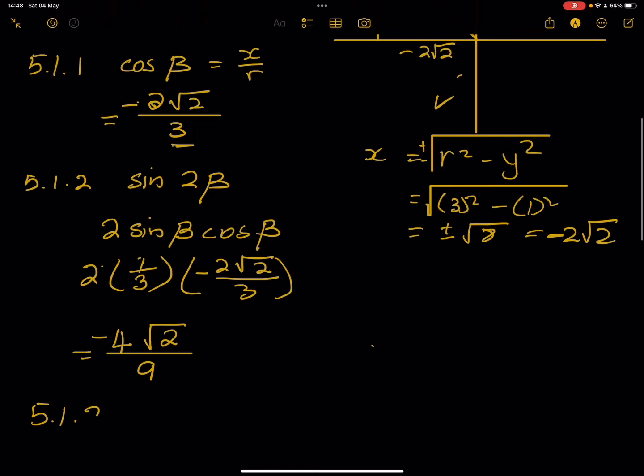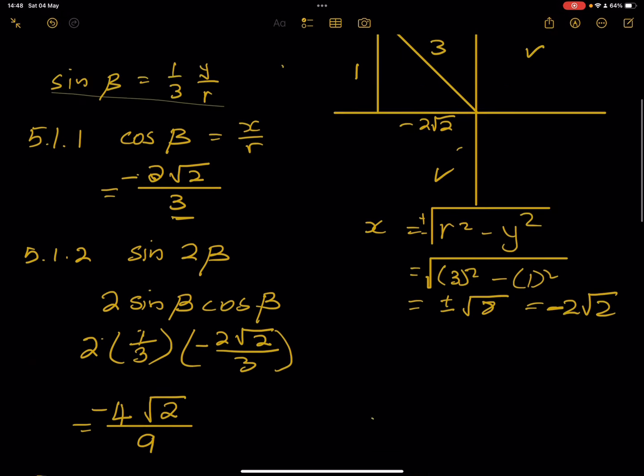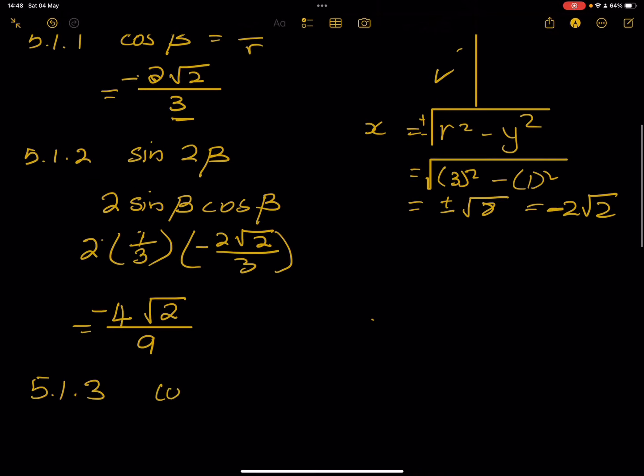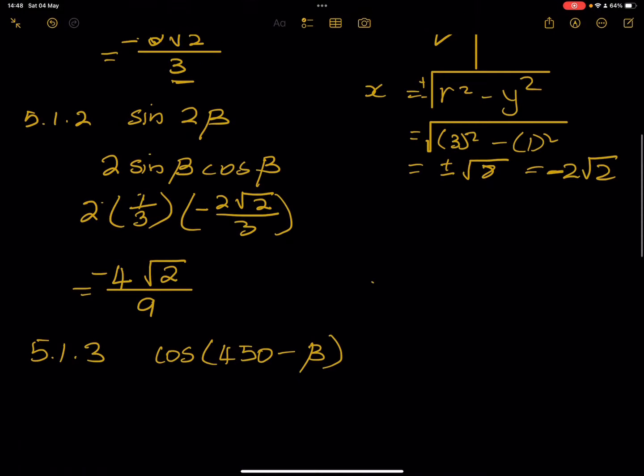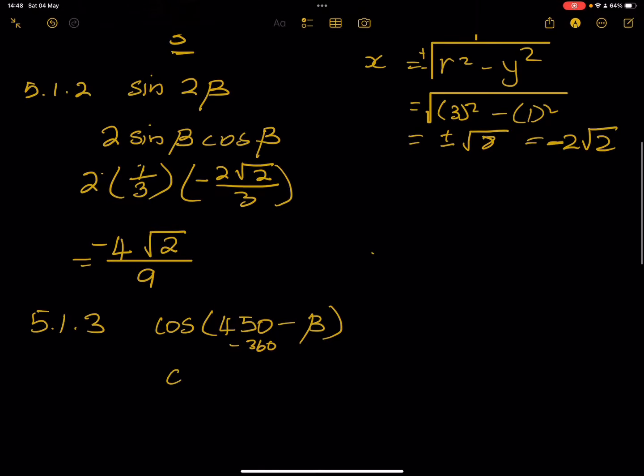Okay, so they say we've got cos of 450 minus beta. Now, what you need to keep in mind is that if you've got a value that is greater than 360, always subtract 360, okay? So, what does that give me? This is cos of, what's 450 minus 360? That would give me 90. So that's the same as saying 90 minus beta.